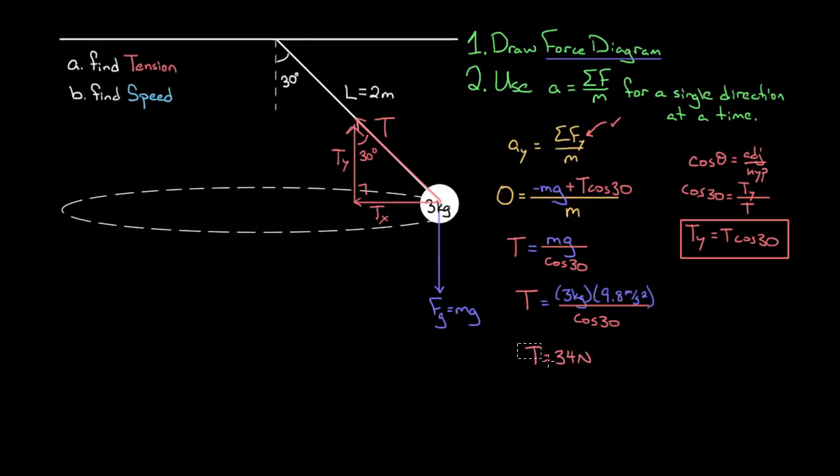So that's the tension in the rope. That's the first thing we wanted to find. We just found it over here. That is the tension in the rope. So let's do the next part. Let's try to find the speed. People get a little concerned now. They're like, what do I do? Don't deviate from the plan.